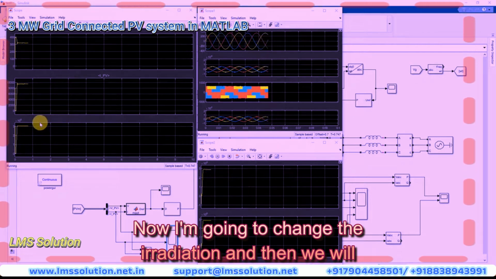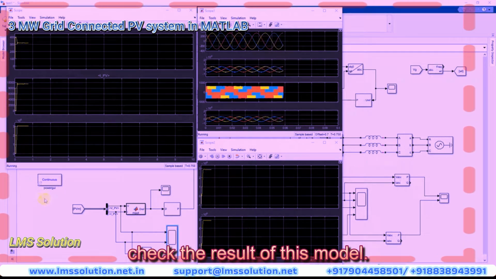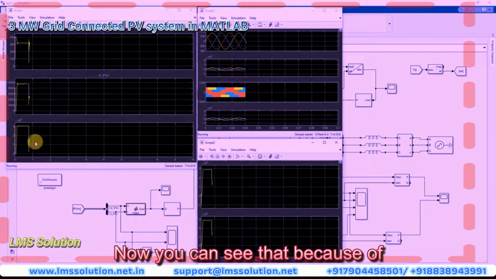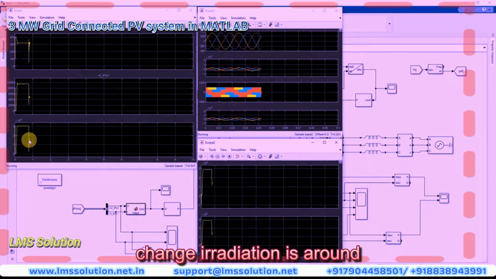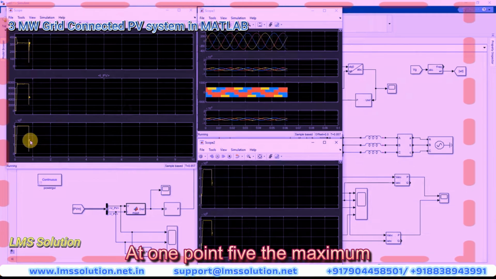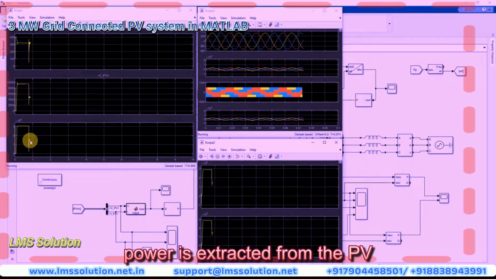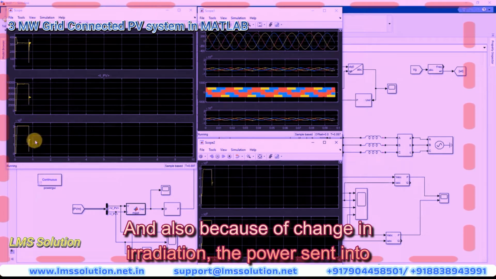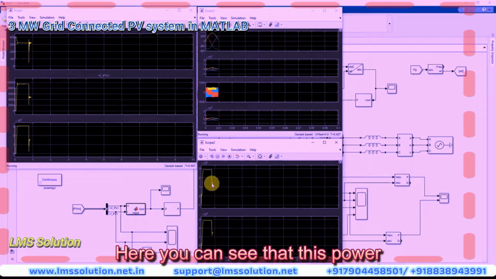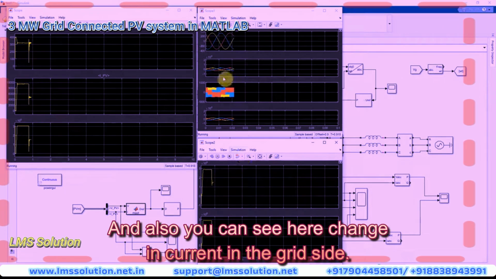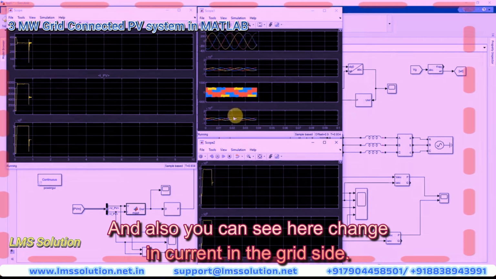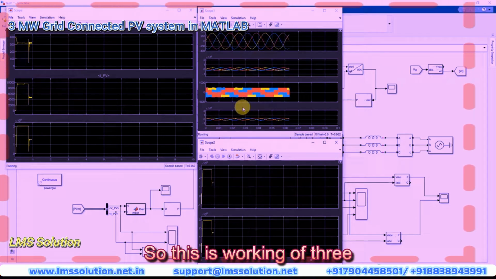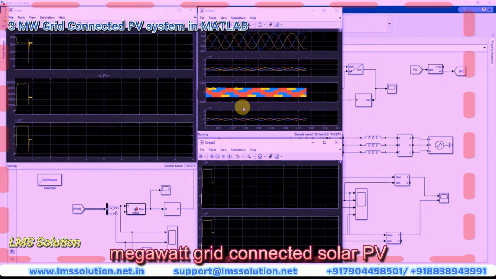Now I'm going to change the irradiation and then we will check the result of this model. I'm going to change the irradiation to 500 and then you will check the results. Now you can see that because of the change in irradiation, the maximum power is extracted from the PV panel, and also because of the change in irradiation, the power sent into the grid also changed. Here you can see that this power is around 1.5 megawatt, and also you can see the change in current on the grid side, right? So this is the working of the 3 megawatt grid connected solar PV system.